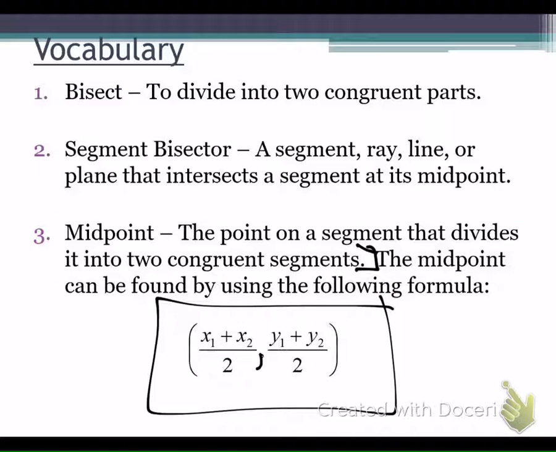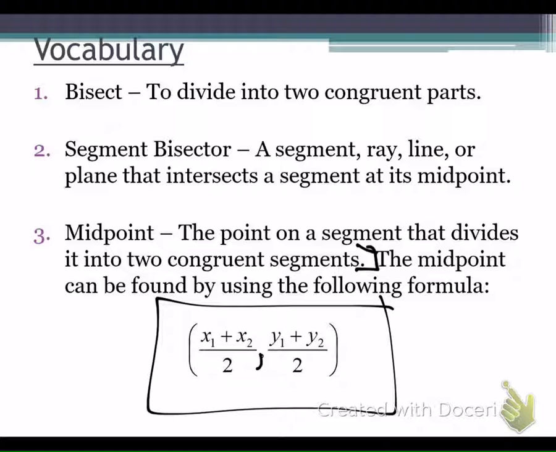So the word bisect, we already talked about it. We're on the last slide. Bisector is going to be a really important term. So is bisect, same idea. To bisect is to divide into two congruent parts. So if I say bisect the segment, you're going to cut it into two equal parts. If I say bisect an angle, you're going to cut it into two congruent angles.